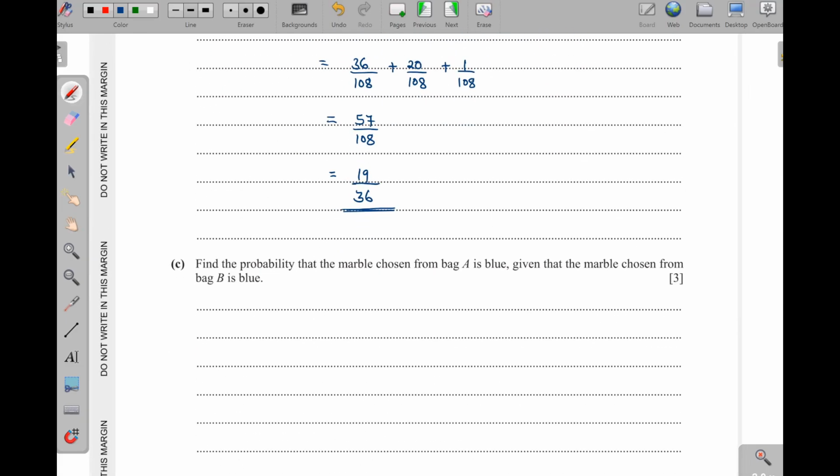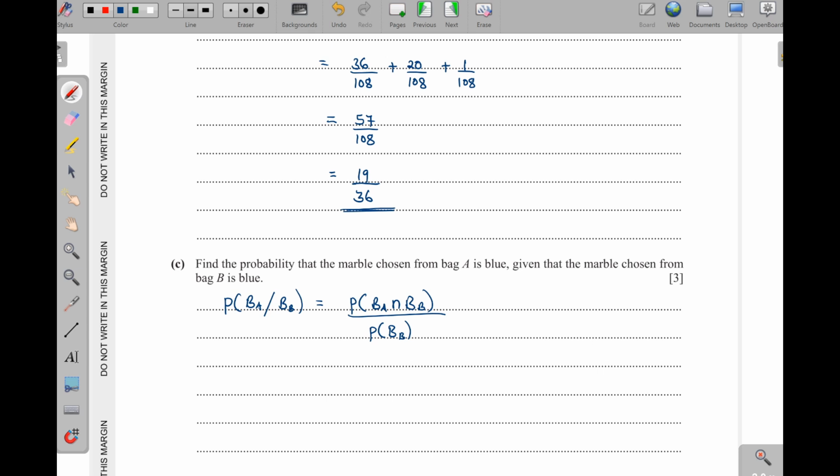Then part C, find the probability that the marble chosen from bag A is blue, given that the marble chosen from bag B is blue. That is what we call conditional probability. The marble chosen from A is blue, given that the marble chosen from bag B is blue. So that means we shall get the probability of blue from A intersection blue from B, then we divide by the probability of blue from B.